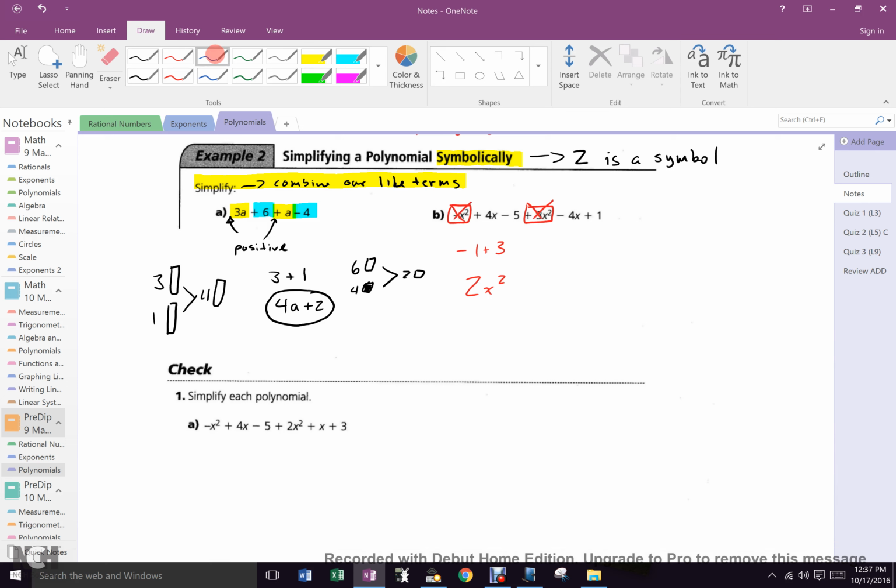Then they would look for the next thing they saw. Oh, and they may use a different shape, a diamond around any x's. Oh, there's another one. 4x minus 4x. 4 minus 4 is 0. Would I write it? No. Then I go to the next one. Maybe I circle it. Negative 5 plus 1. Negative 5 plus 1 is negative 4. Does everybody see how to do it?